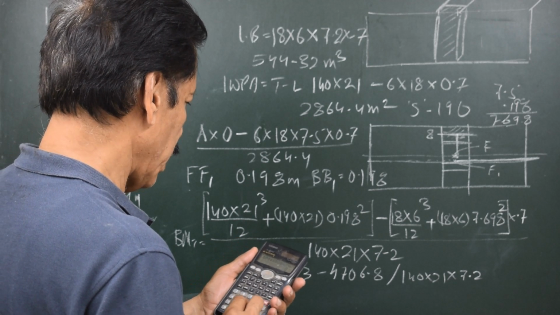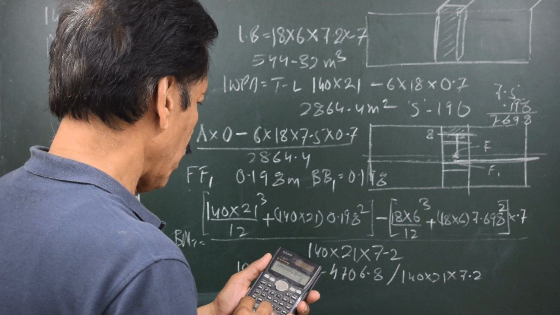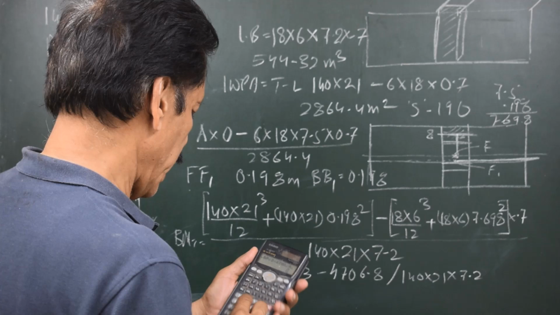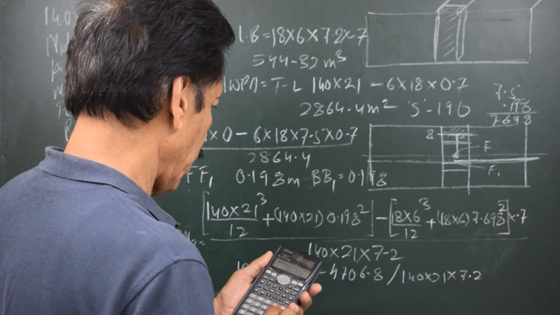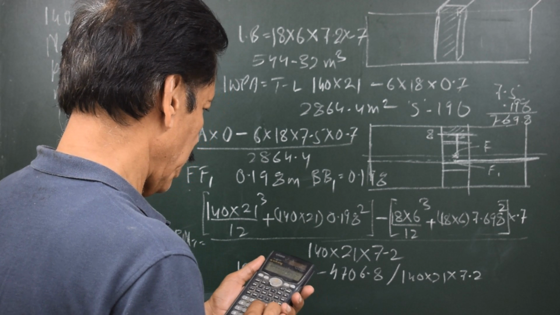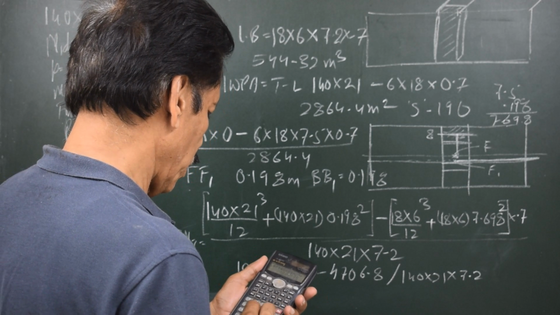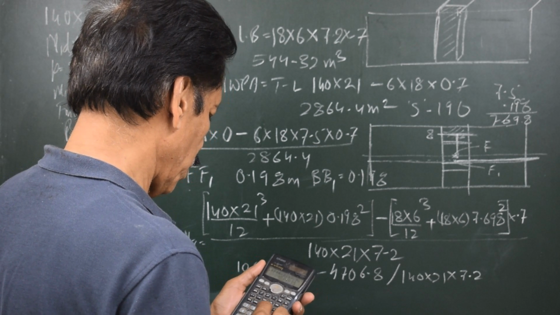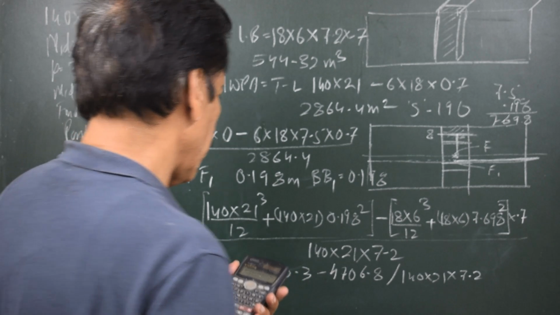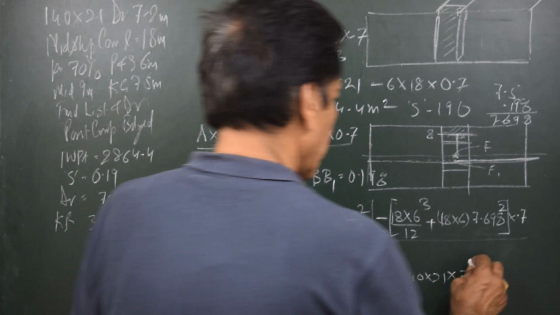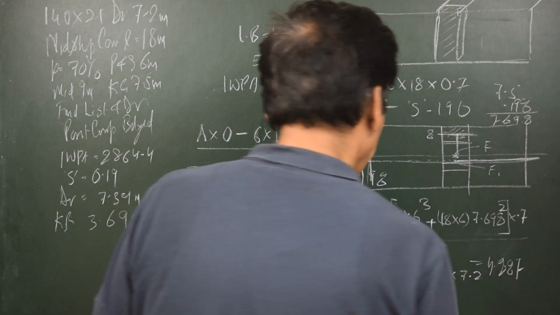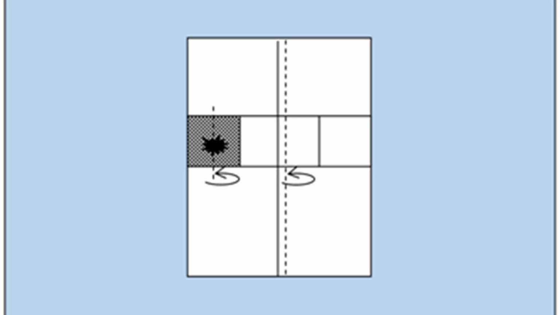108,160.3 minus 4706.8, divided by, bracket, 140 into 21 into 7.2, bracket closes, gives 4.887. So this is 4.887 meters. So that is the BM.